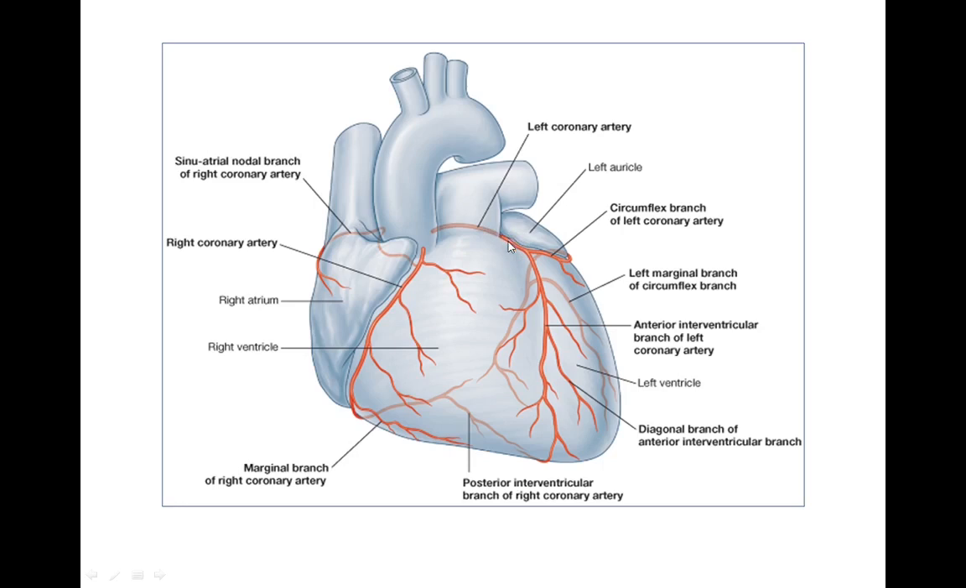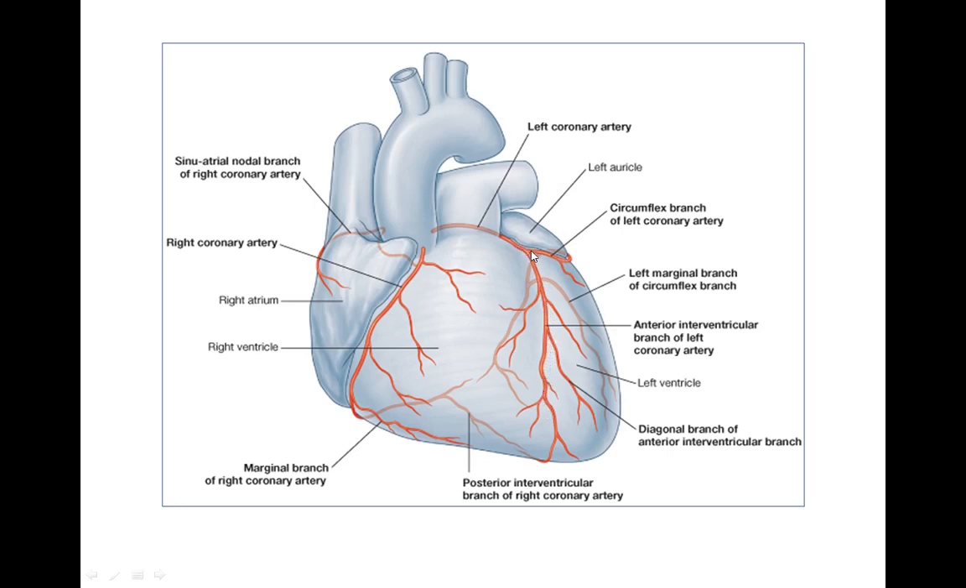So it traverses through the coronary sulcus, the left part of the coronary sulcus. Then before reaching the left border of the heart, it divides into two. The left coronary divides into two: one is the circumflex branch of the left coronary artery, and one is the anterior interventricular branch of the left coronary artery.